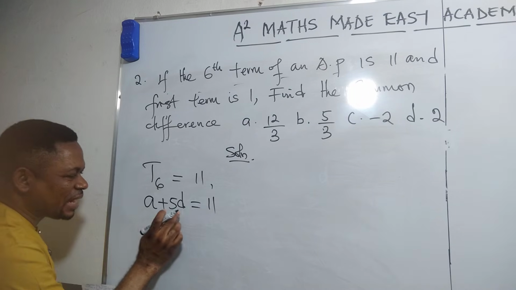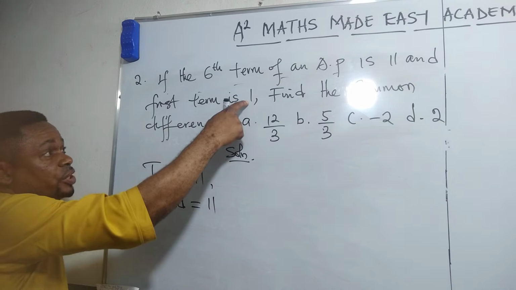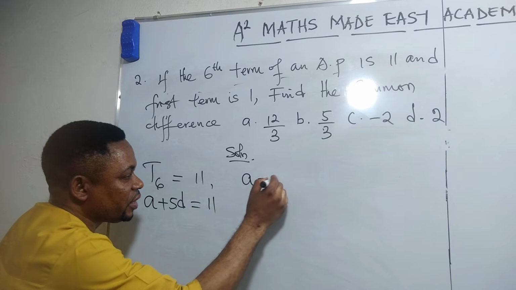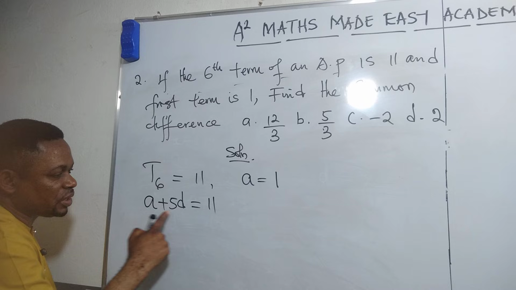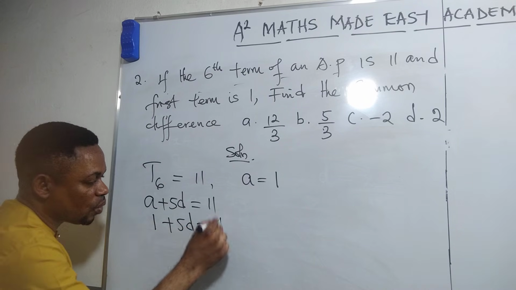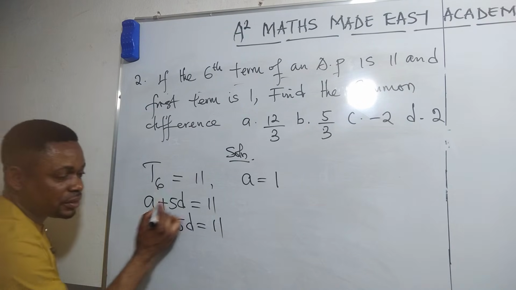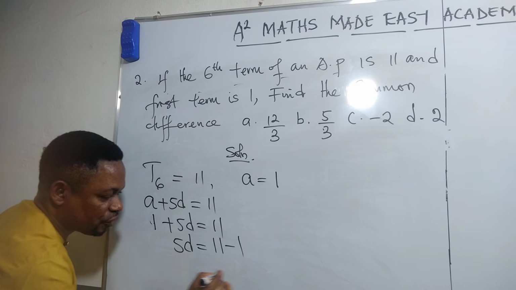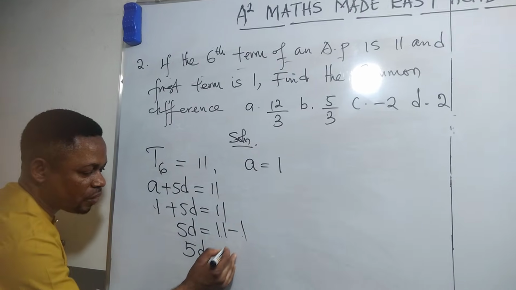Can you see that I can now get the value of D, knowing that A, which is the first term, is already given? Look up. First term is A, so the value of A is 1. So we are going to substitute here: A is 1, plus 5D equals 11. Then collection of like terms. I will carry 1 this way. It will remain 5D, which is equal to 11 minus 1. So 5D will now give us 10.